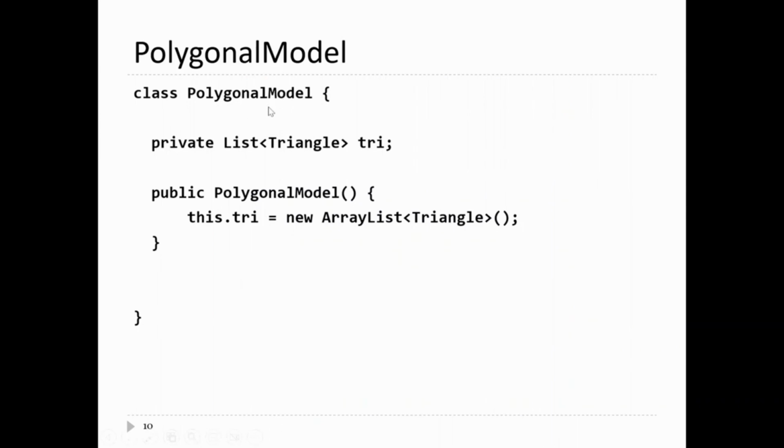Okay, so there's our class PolygonalModel. It's going to be an aggregation of triangles. So I'm going to store my triangles in a list. It's a list of triangles called tri. Here's my no-argument constructor. What does the constructor do? It always initializes your fields. So we make a new list for tri. We'll have a copy constructor later on, but for now, this is our only constructor.